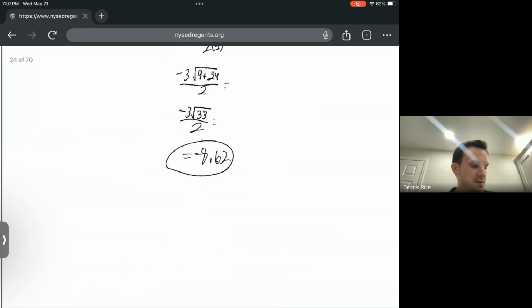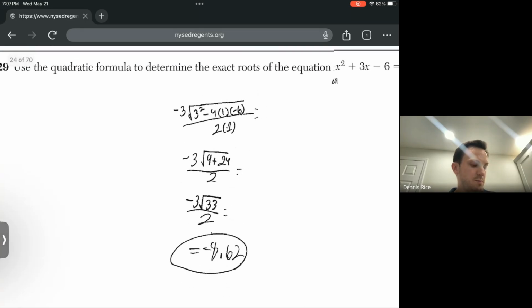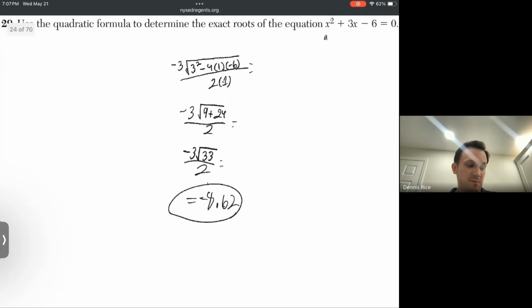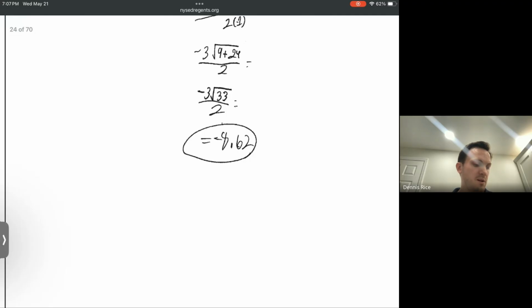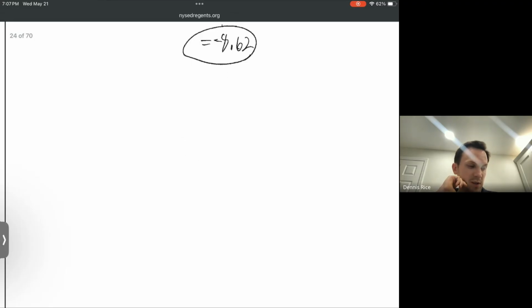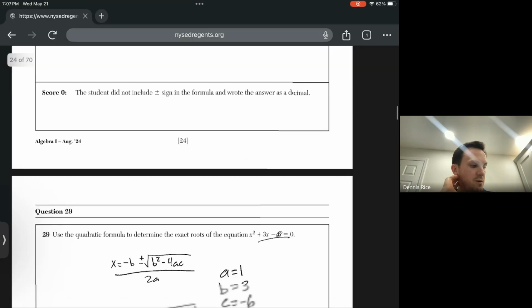And let's quickly look at a 0. So this person made it a decimal. Their mistake, which is kind of unfortunate, is that they forgot a plus minus between the 3 and the rad 33. And then they also made an incorrect decimal. So way too many mistakes to give that a 1.